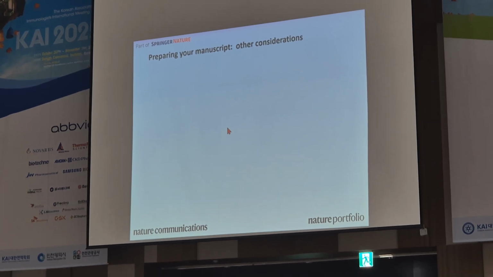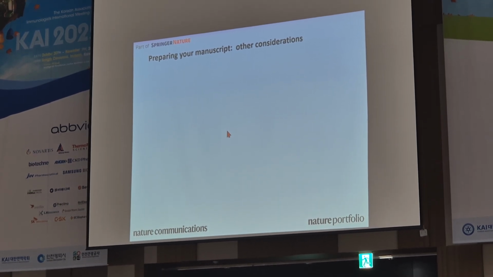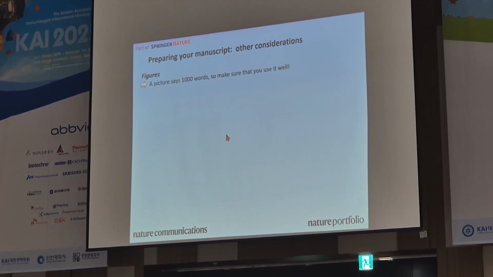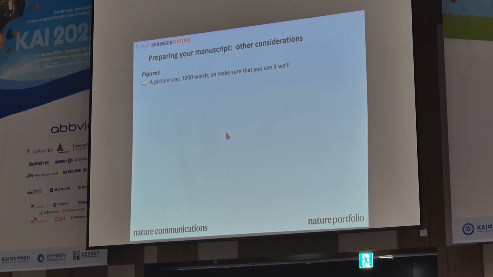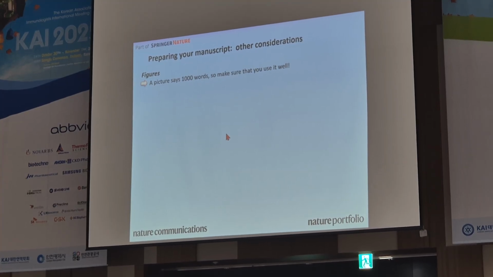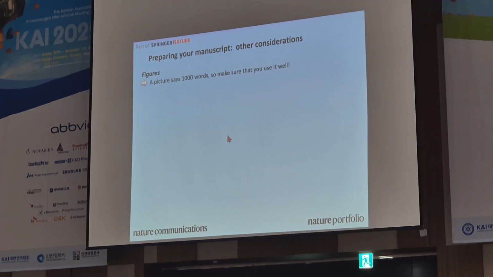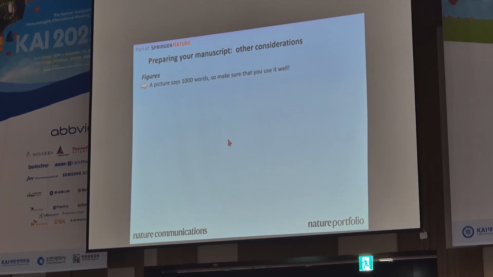Now, there are other considerations in addition to the five major components. Figures, like I mentioned, are worth 1,000 words. The best collection of figures will already tell the readers what you really want. So make them easy to read, make them large, make them logical, and present only one idea per figure.